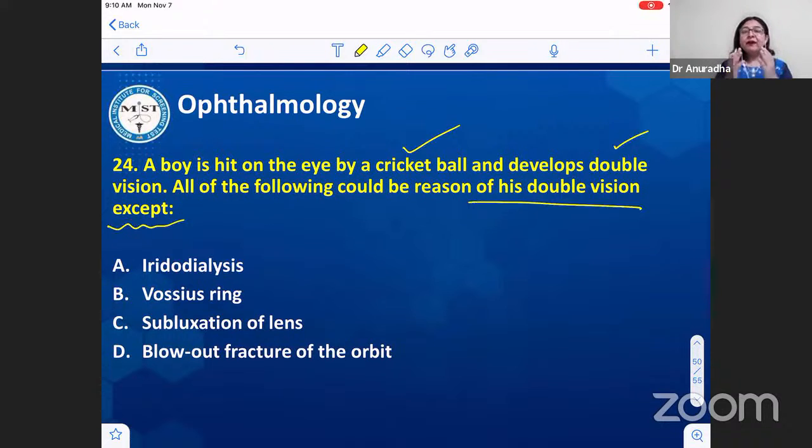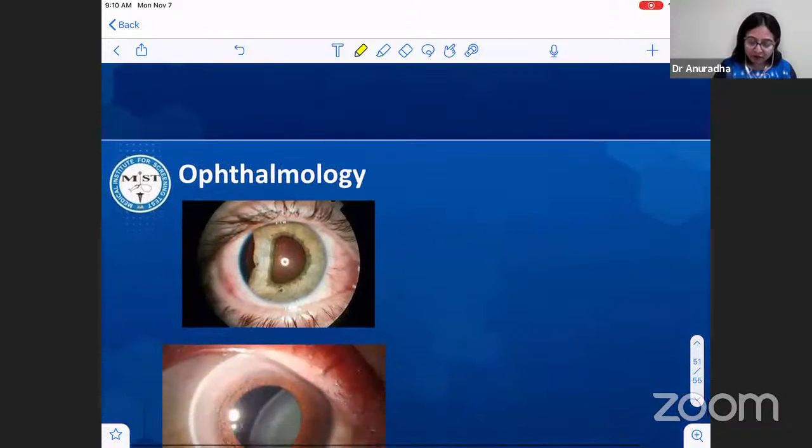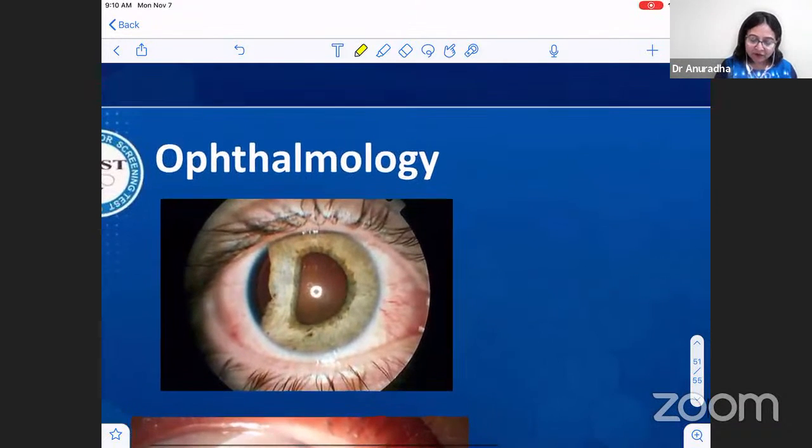Okay, so if the eyeball is hit by a heavy object like a cricket ball or tennis ball, that causes blunt trauma to the eye, which can affect the different structures of the eye. Now, some of these injuries can lead on to double vision or diplopia. Okay, so iridodialysis, let me show you the picture. Here, beta, you have to rule out what does not cause the double vision. So let me show you what the iridodialysis looks like.